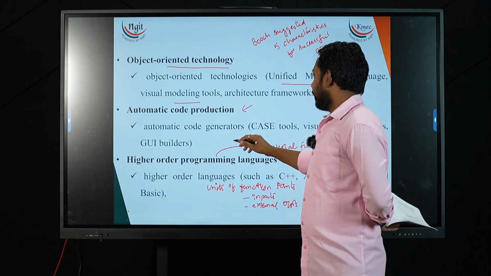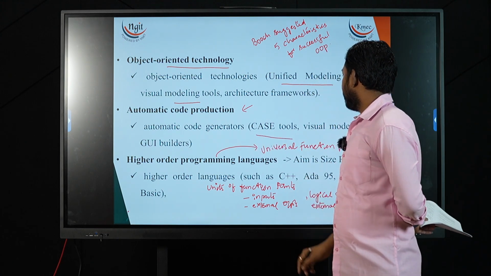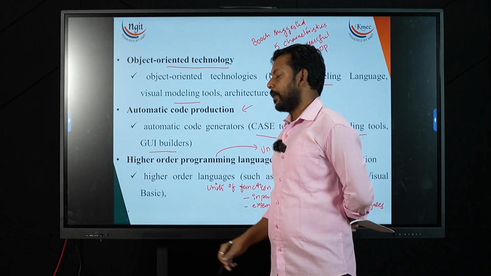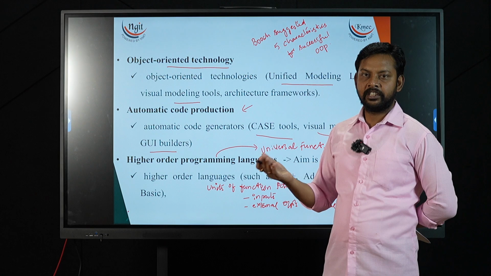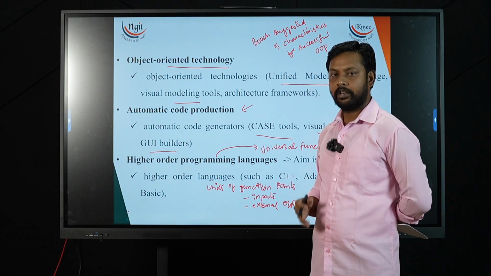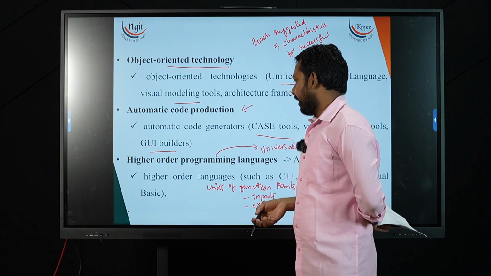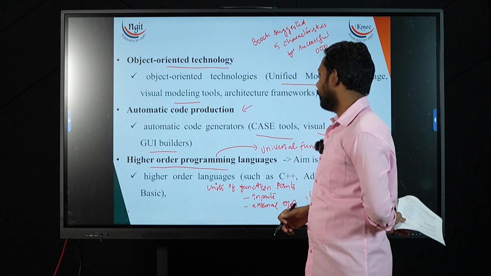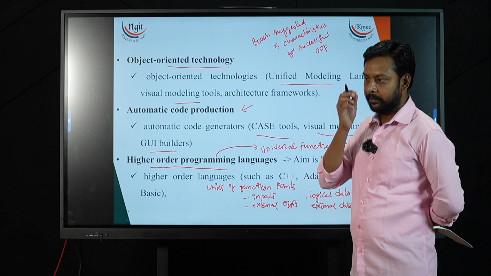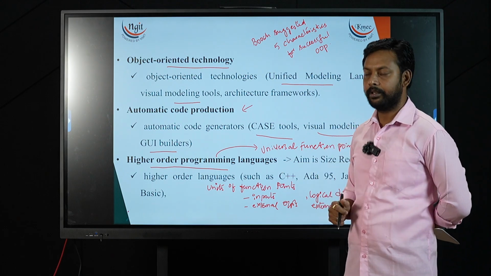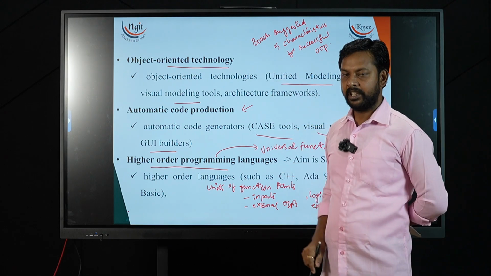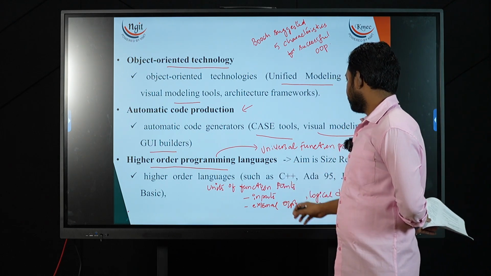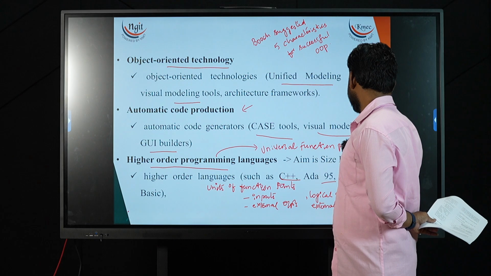The basic code generators are already listed here. You have your CASE tools, you have visual modelings, you have your GUI builders, which will help you in reducing the manual code and building your automation code depending on your usage. And next you go with higher order programming languages. Here, higher order programming languages are nothing but the programming languages which you are going to use as a part of your component-based models.